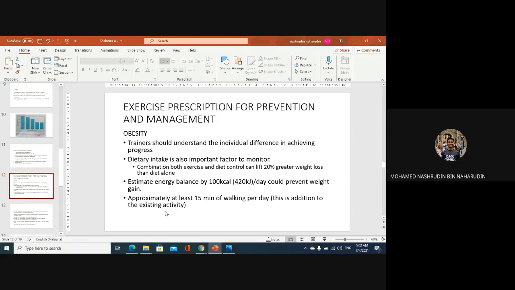So these are the prescriptions of exercise for prevention and management among the obese and diabetic population. We're going to discuss that in these slides.